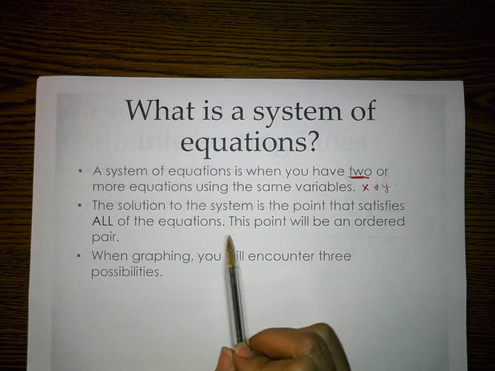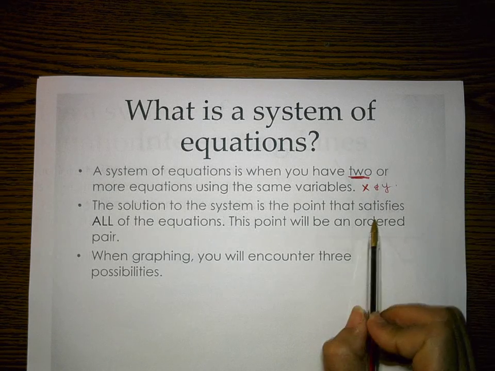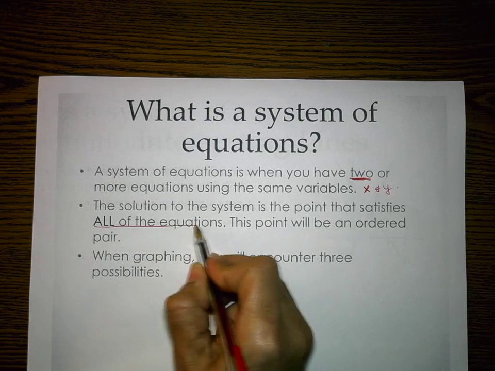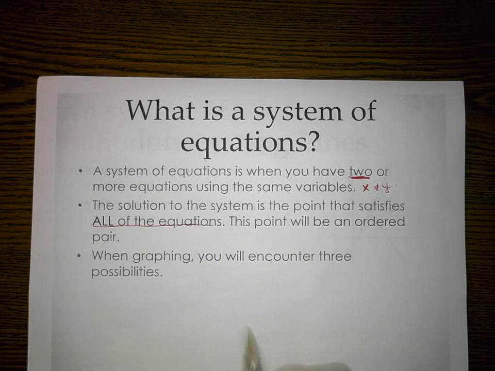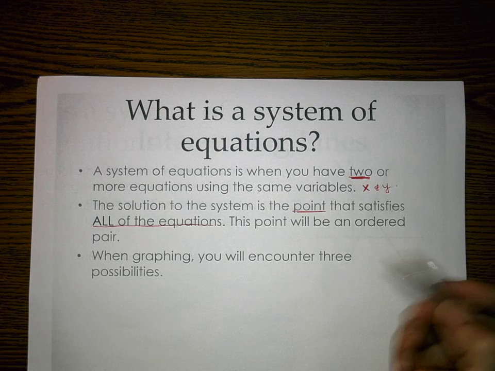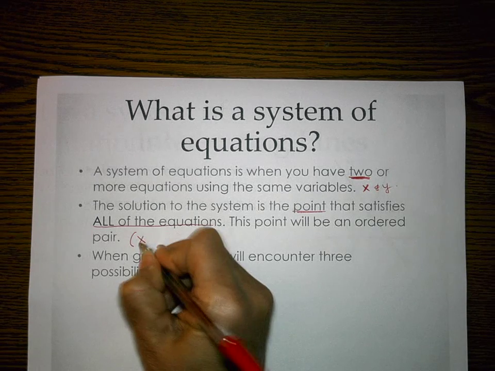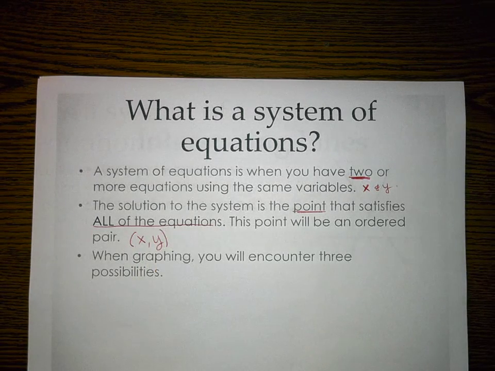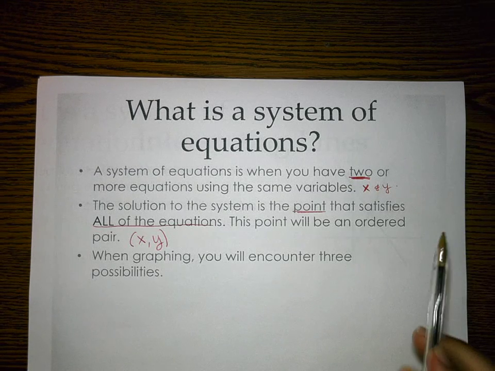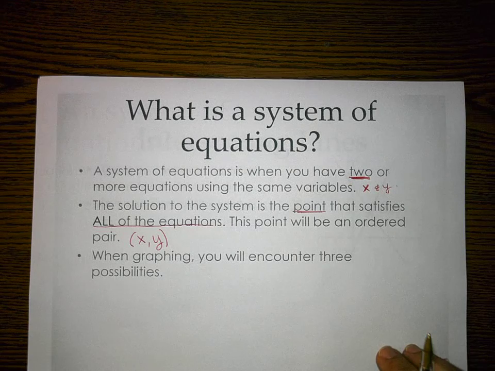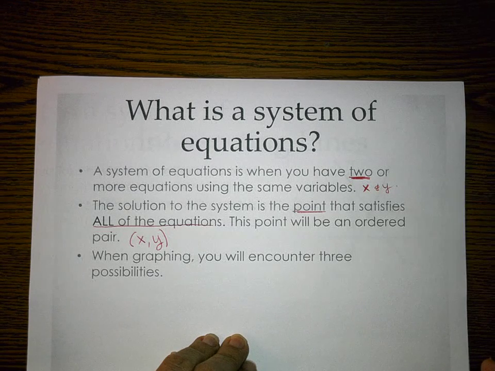And the solution for this system is the point that satisfies all of the equations, in this case both equations, since there are only 2. We're trying to find the point that satisfies both of the equations. And because it's a point on your graph, it's going to be an ordered pair, x comma y. Okay, so that's what we're looking for. We're trying to find a point where these two lines meet. And graphing will be one of the ways we're going to solve it.